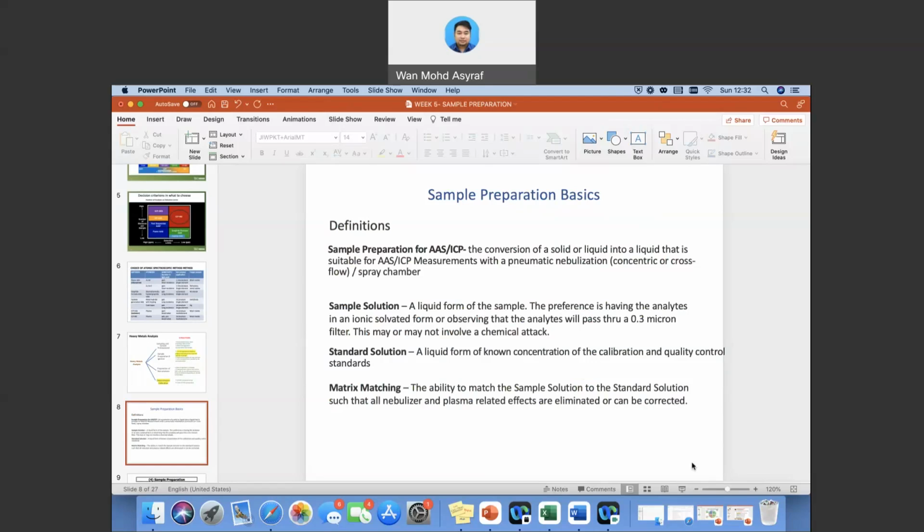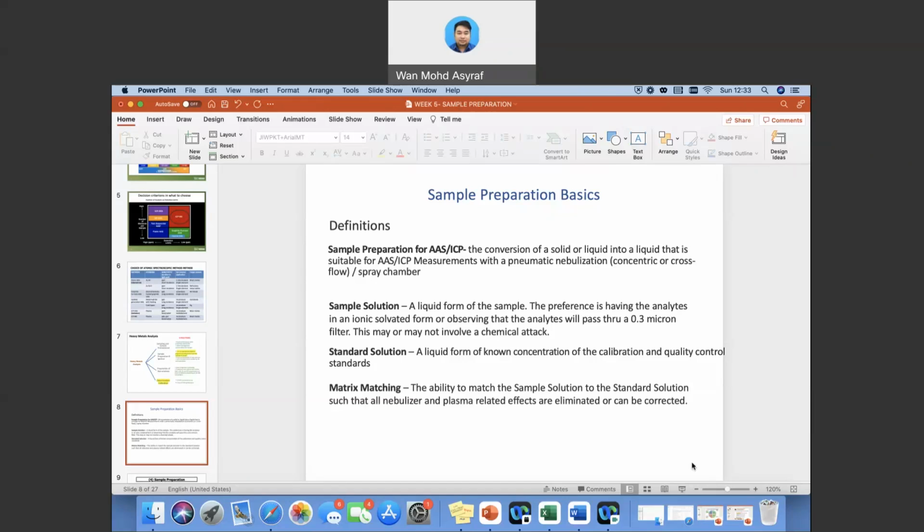All right, what is the sample solution? It is a liquid form of the sample. The preference is having the analytes in an ionic solvated form, or observing analytes with a 0.3 micron filter. This is something I have mentioned before: you convert your sample into a sample solution. It doesn't matter if your sample is solid, but you need to convert it into a sample solution.